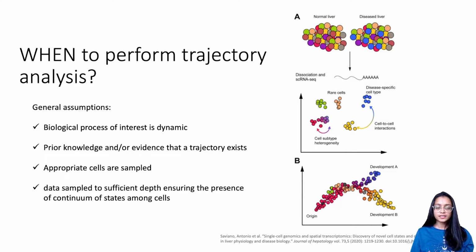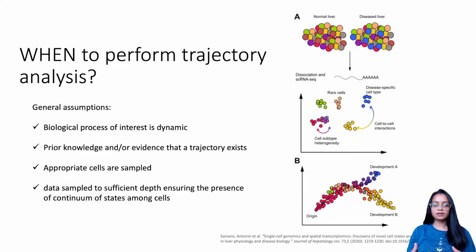Before running trajectory analysis, it is important that you check several assumptions, like the process that you're trying to study is a dynamic process. You have prior knowledge and/or evidence that a trajectory exists in your data. You're ensuring that appropriate cells are sampled and the data is sampled to sufficient depth so that you're ensuring the presence of transition states in your data.